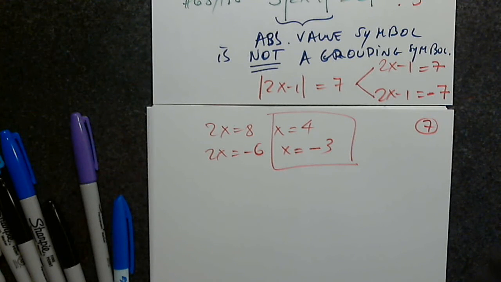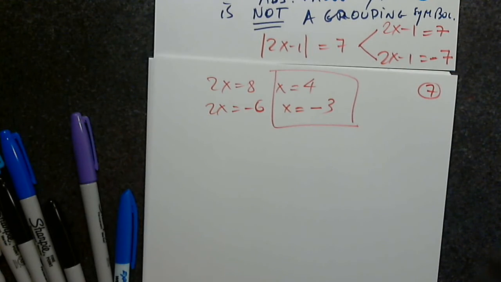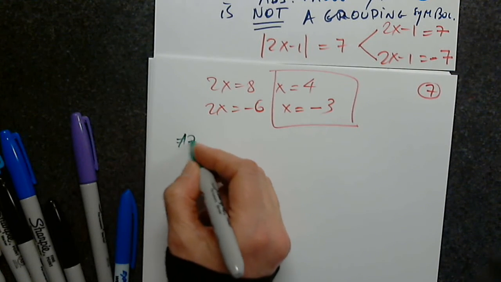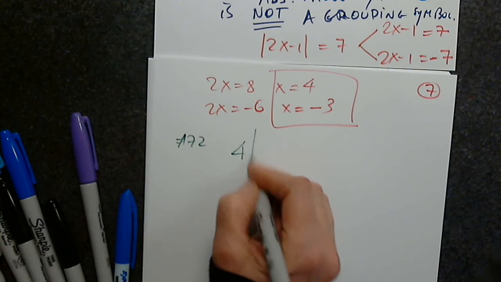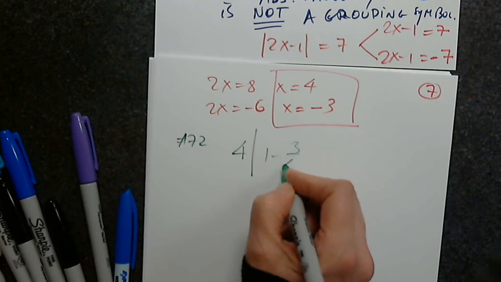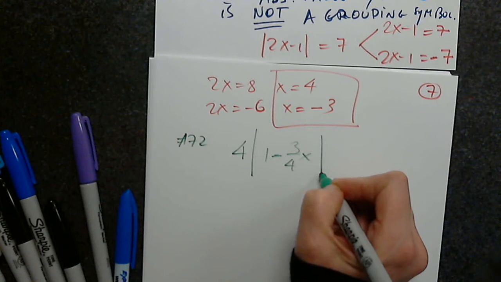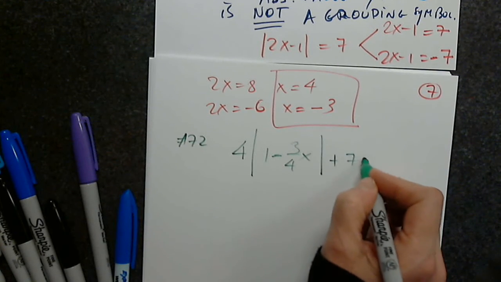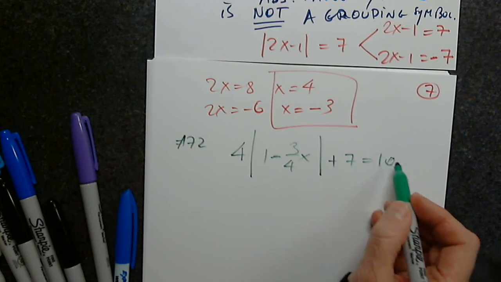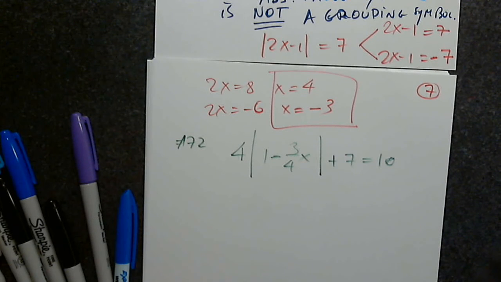I think it's about time for us to work on a problem on our own. And then we move on. Let's say 72. 4 times the absolute value of 1 minus 3/4 x, plus 7 equals 10. Remember to clean it up. Remember to raise your hand. I'll come and help you.